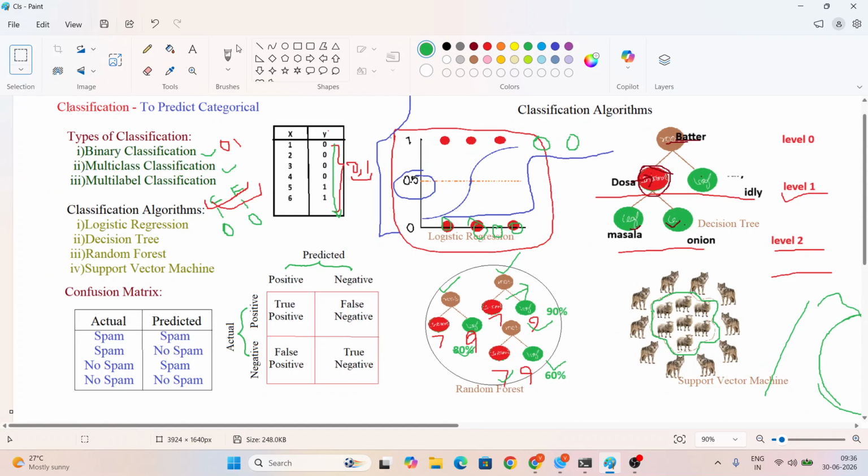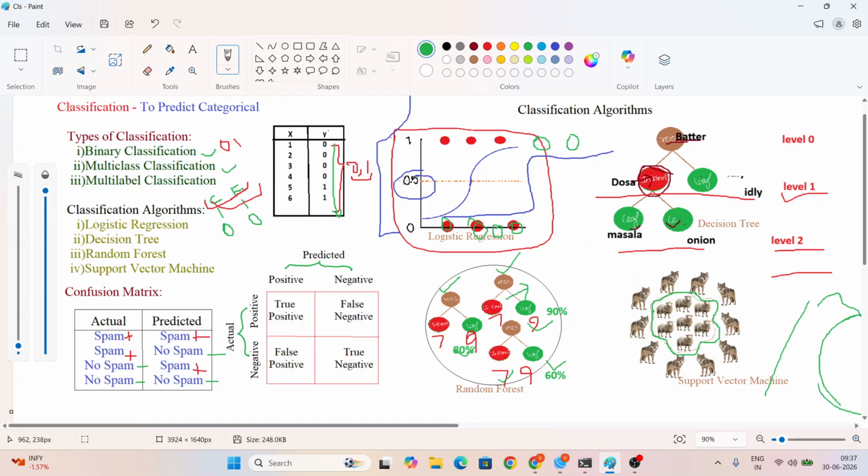Okay, wait a minute. You people assume spam denotes a positive. Just imagine spam denotes a positive, and no spam denotes a negative. Just assume. I'll tell you one by one. I'm only taking four records, guys, not a huge amount of records.